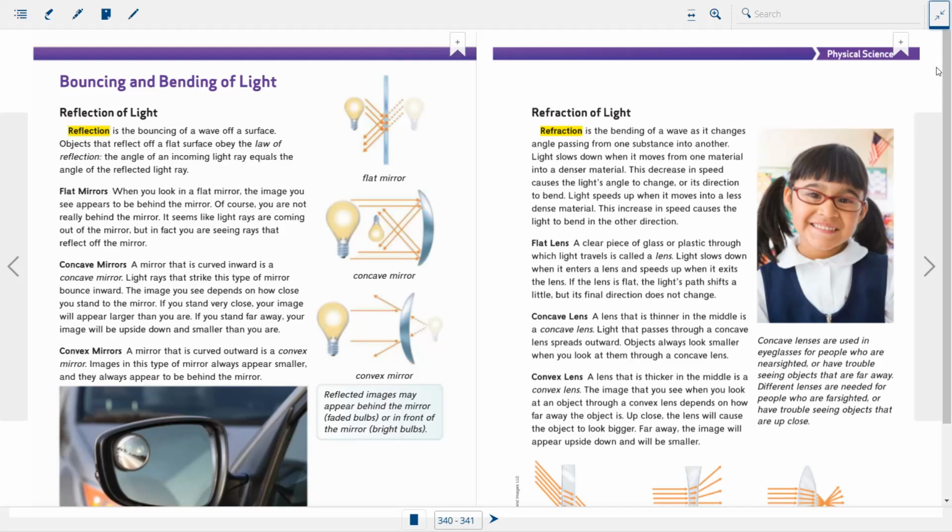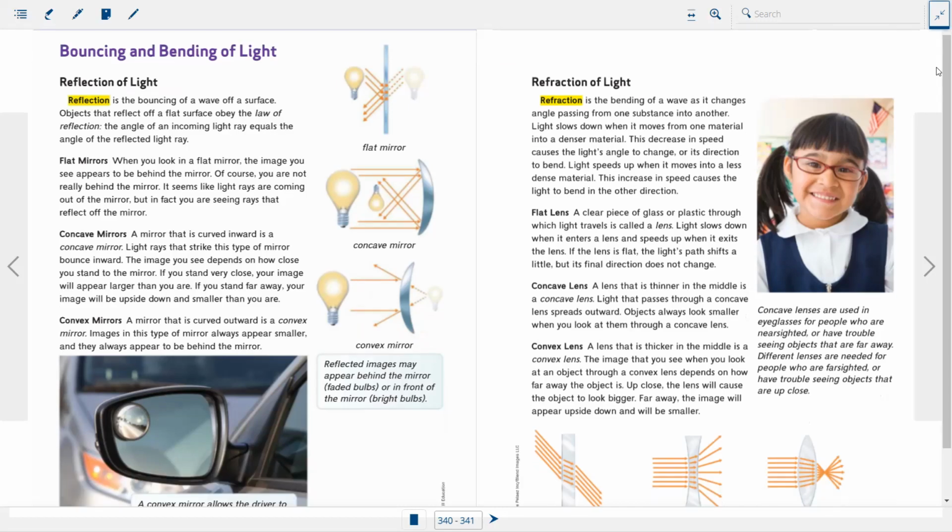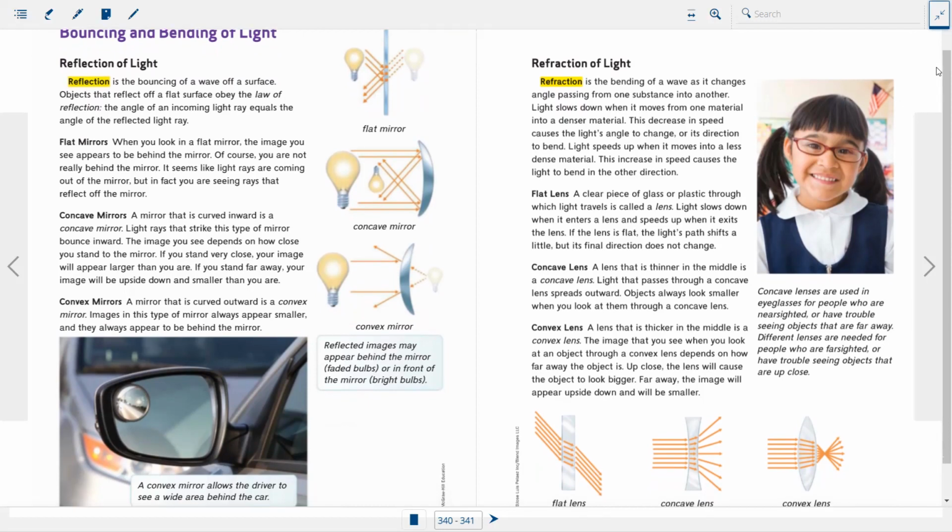Convex mirrors. A mirror that is curved outwards is a convex mirror. Images in this type of mirror always appear smaller, and they always appear to be behind the mirror. Reflected images may appear behind the mirror, and these are the faded bulbs that you're seeing over here, or in front of the mirror, which are the bright bulbs that you're seeing. A convex mirror allows the driver to see a wide area behind the car. So these little mirrors that you'll see sometimes attached to a side mirror on a car are convex mirrors.